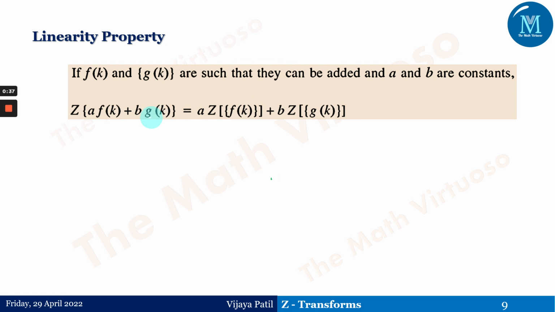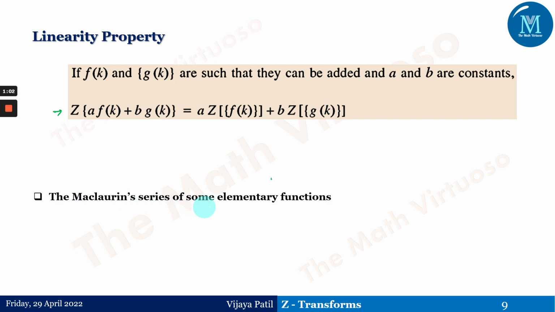Out of that, the linearity property says that if f of k and g of k are such that they can be added, and a and b are constants, that means Z transform of a into f of k plus b into g of k is equal to a times Z transform of f of k plus b times Z transform of g of k.